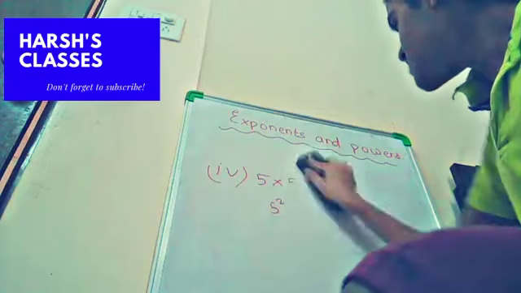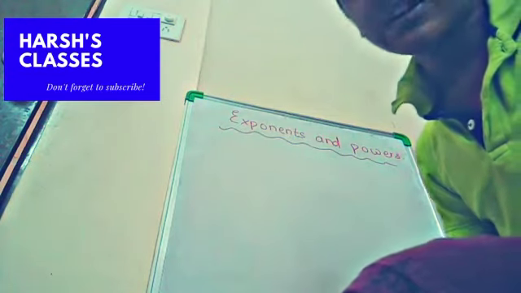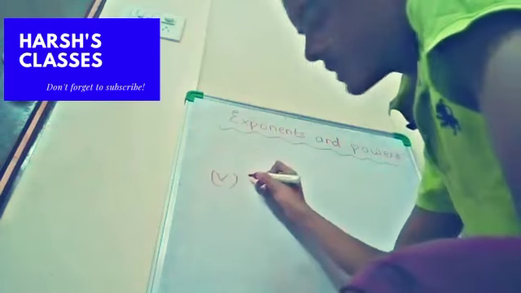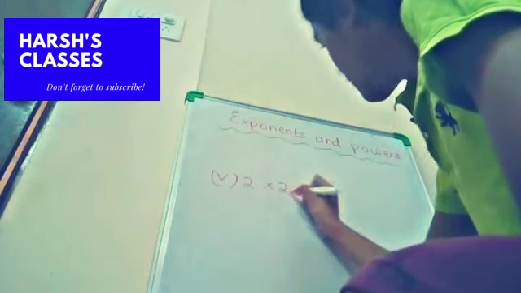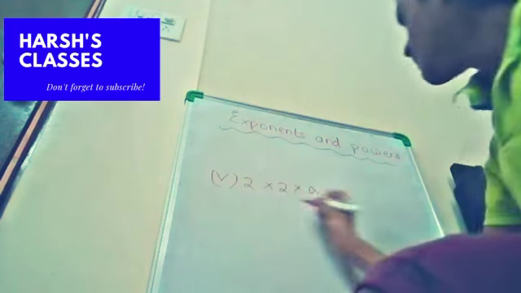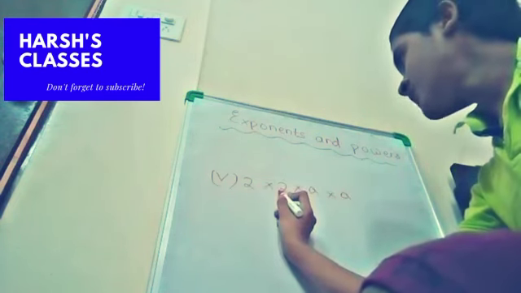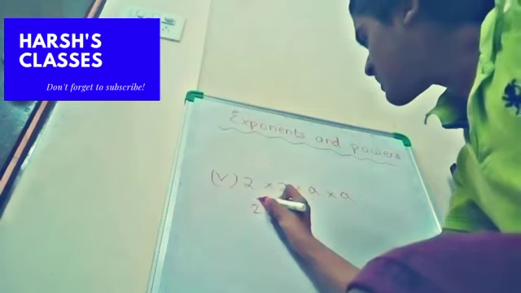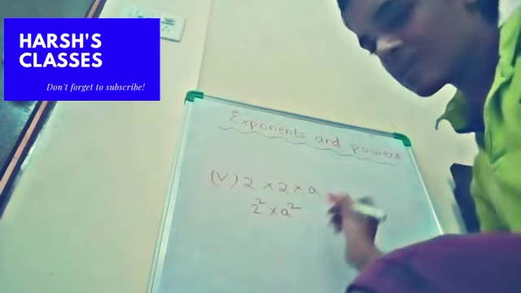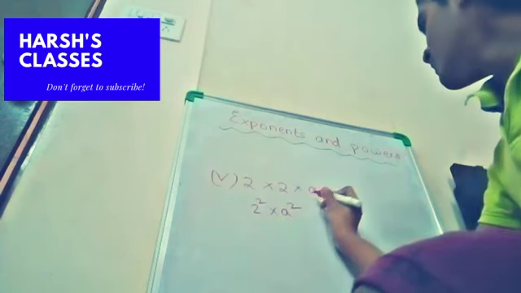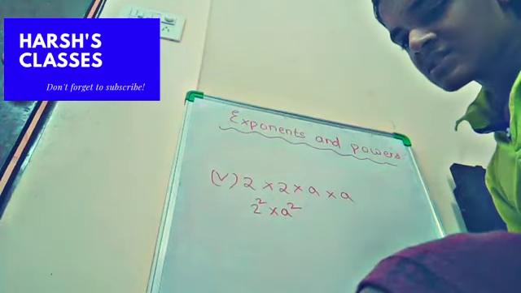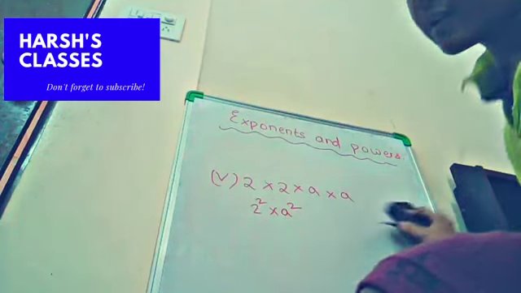Now we will move to the fifth one. The fifth question is 2 into 2 into a into a. Here 2 is multiplied how many times? 2 times. So 2 to the power 2 into a, how many times? 2 times. So a to the power 2. 2 into 2 into a into a is equal to 2 to the power 2 into a to the power 2. So now we will go for the sixth one.